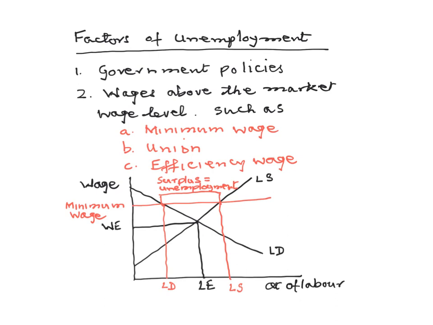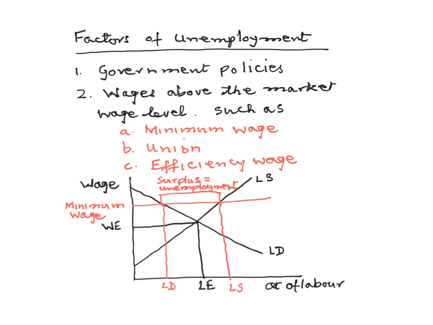The second reason may be when wages are above the market wage level, such as minimum wage, union, and efficiency wage. In the labor market, the wage which balances supply and demand is WE. At this equilibrium wage, the quantity of labor supplied and the quantity of labor demanded both equal LE.